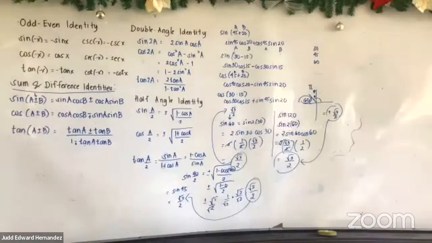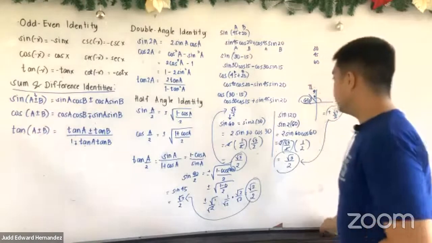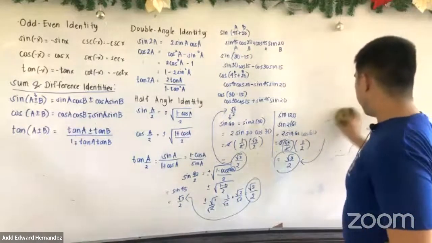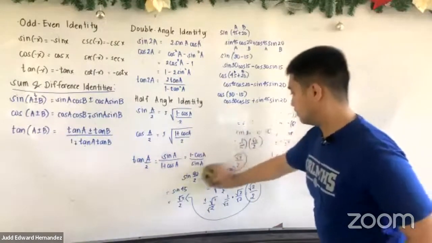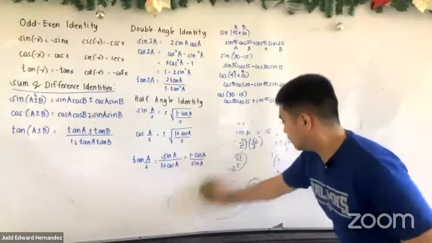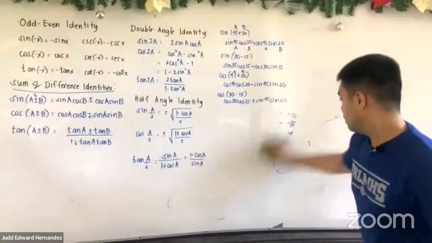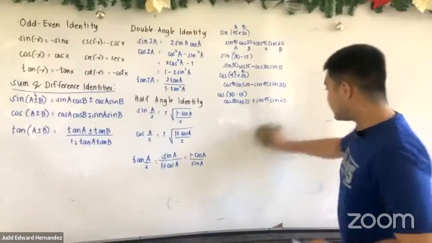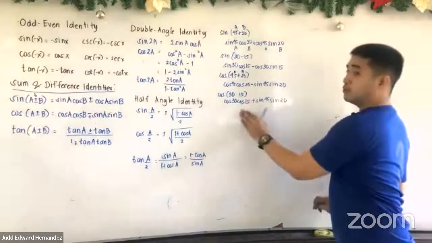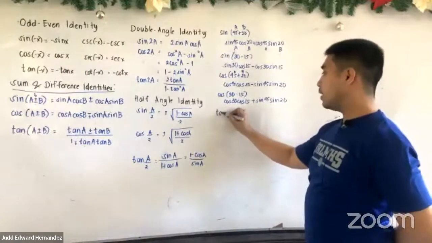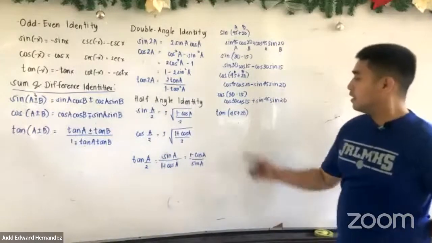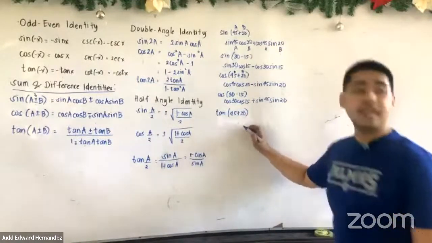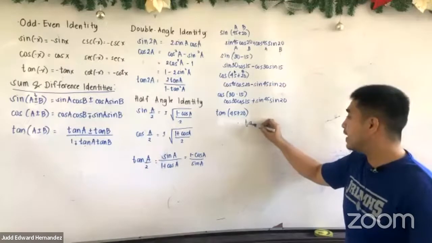Okay, so burahin ko na po yung iba. Okay, so balik tayo sa tangent. Natapos tayo kay cosine dito, balik tayo kay tangent. So what if we're given tangent 45 plus 20? Anong sabi natin kay tangent? Kay tangent is tan.